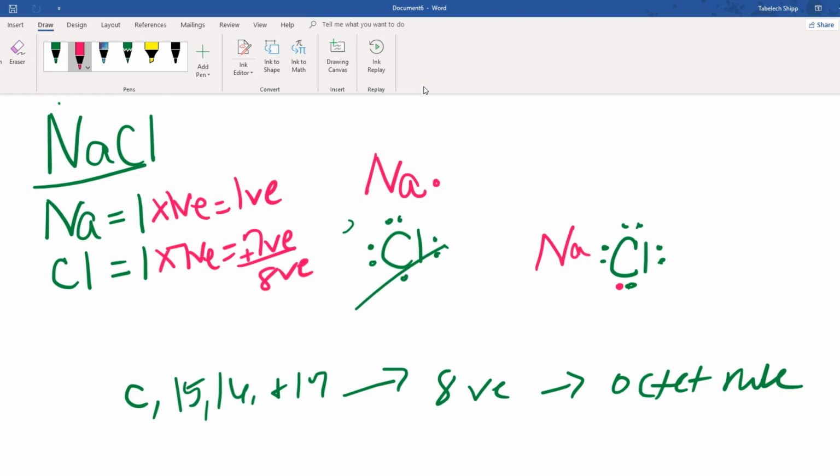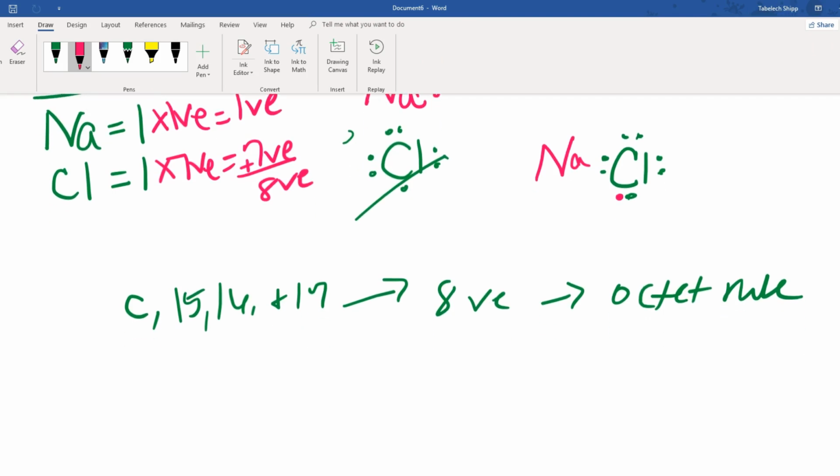Now, the final picture should look like this, where you're going to draw a bond in between the sodium and chlorine atom, and you're going to replace those pairs of electrons with a dash. That is a single bond. But you must not forget to place those valence electrons around chlorine. So this is your complete picture for sodium chloride.